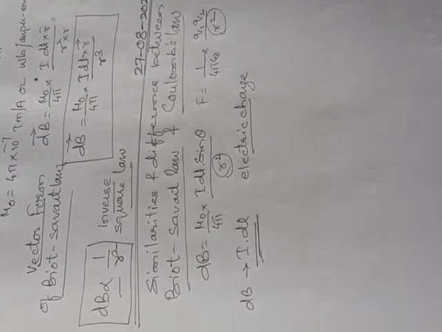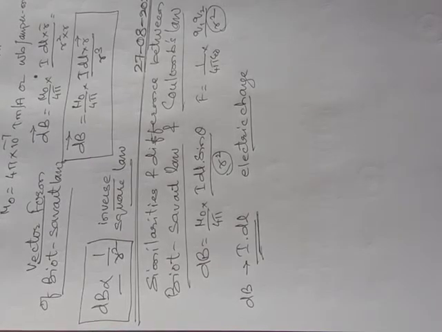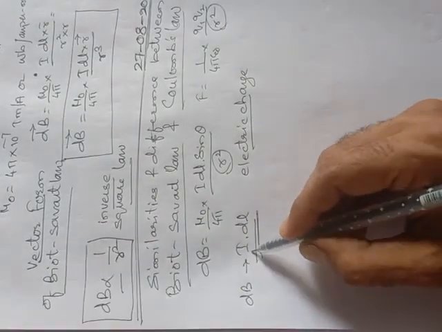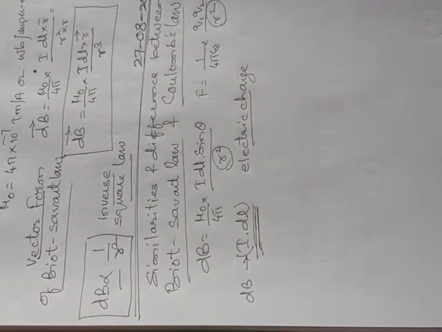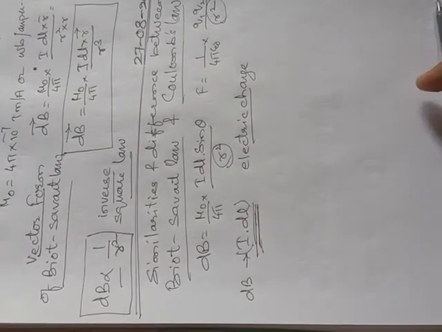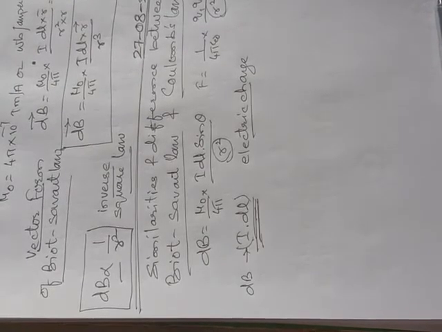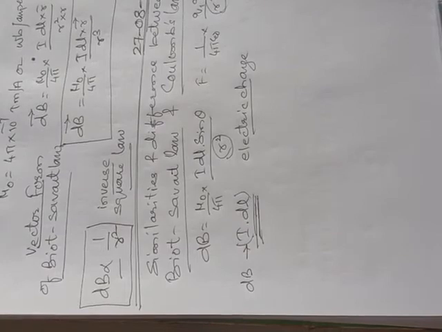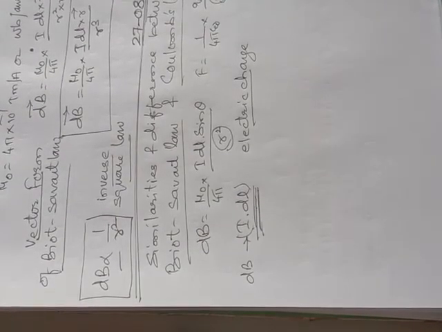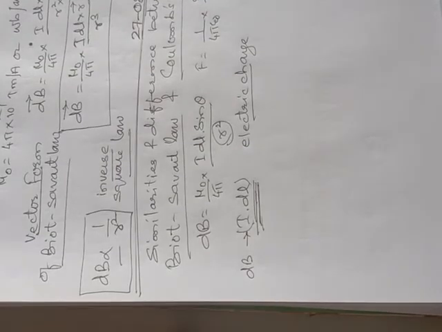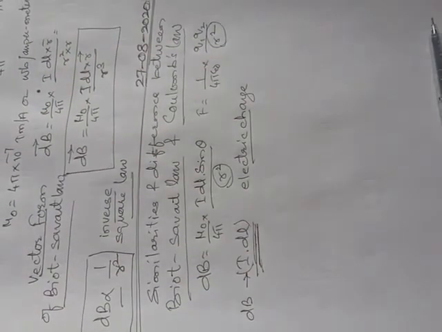Okay, but what about the magnetic field? The magnetic field is produced by the vector source. That is, for the magnetic field we will say I into dl. This is the vector quantity. So the second difference between the Biot-Savart law and Coulomb's law is that the electrostatic field is produced by the scalar source, whereas the magnetic field is produced by the vector source, that is I into dl. This is the second point.